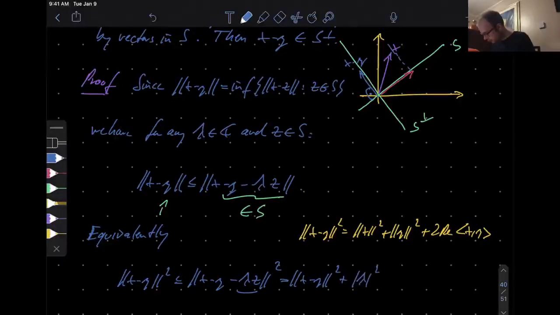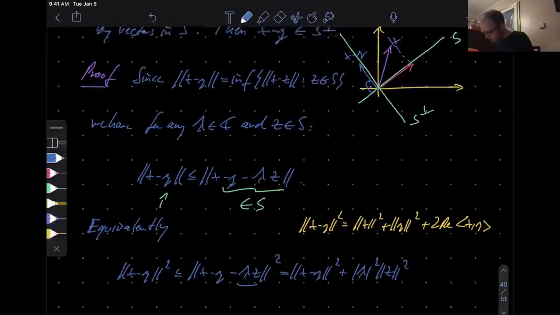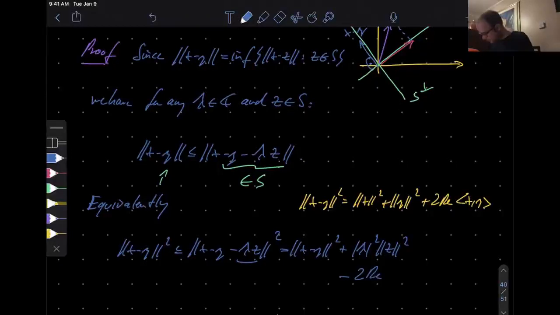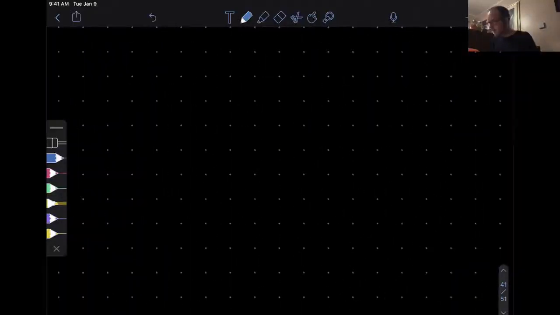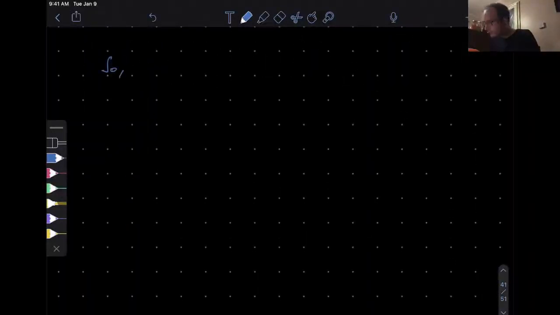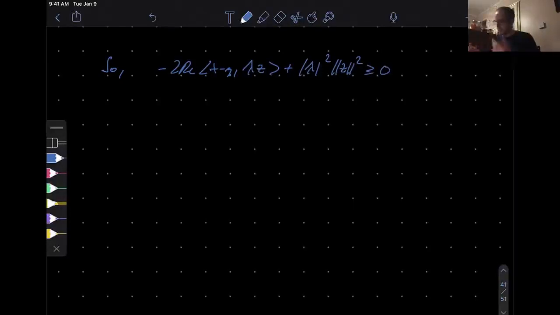Well, this is by the norm properties: lambda's complex modulus squared and then the length of Z squared. And then there will be a minus twice the real part of the inner product of X minus Y and lambda Z. Okay, as you can see, this guy and this one, they cancel out, and this is an inequality, so what you have just established is that minus twice the real part of the inner product of X minus Y and lambda Z, plus modulus of lambda squared times norm of Z squared, is non-negative. You can write it this way, or bring that inner product on the other side.